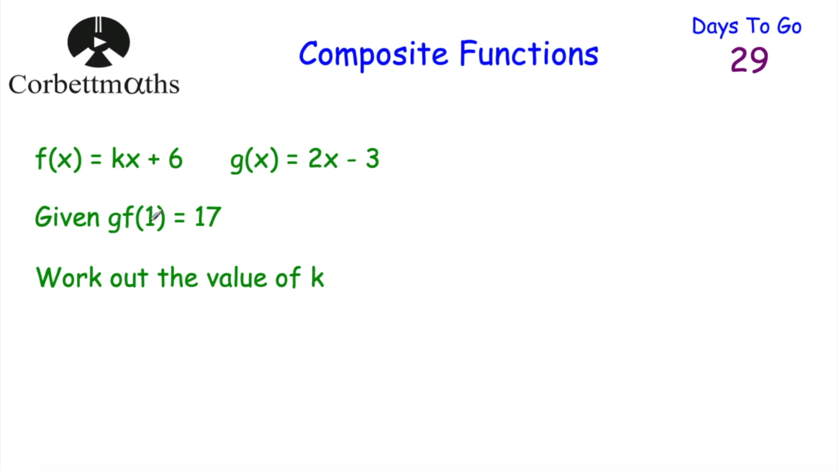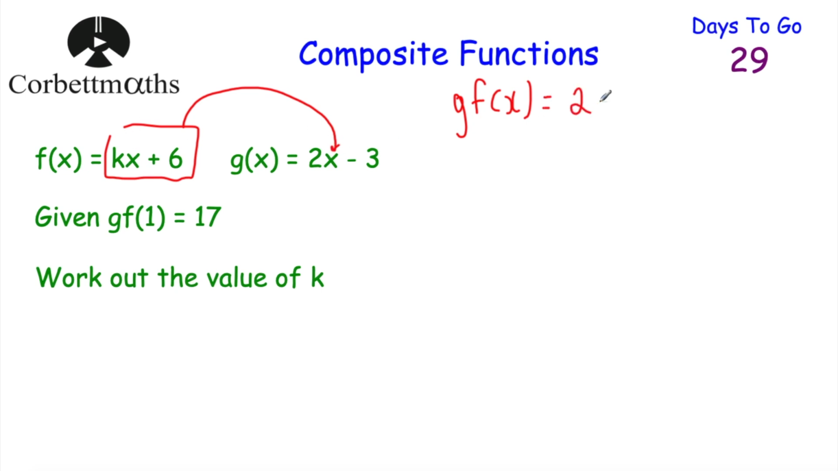Okay, so because it's gf of 1, I'm going to find the composite function gf of x to begin with. So let's find that composite function. If I start off with x and apply the function f, we would get kx plus 6. And then we're going to apply function g, so we replace the x in function g with that. So that would be equal to 2, and then brackets, kx plus 6, close brackets, and then minus 3.